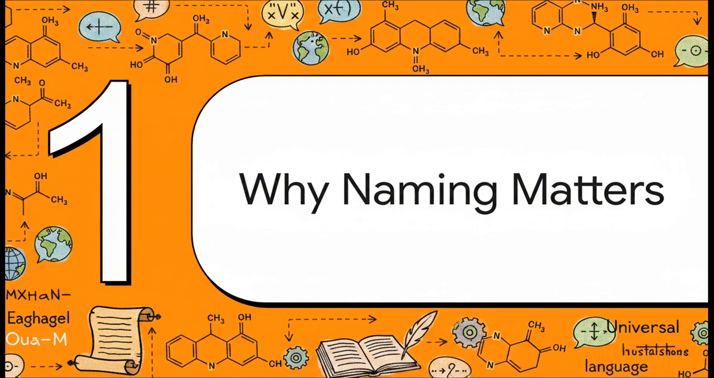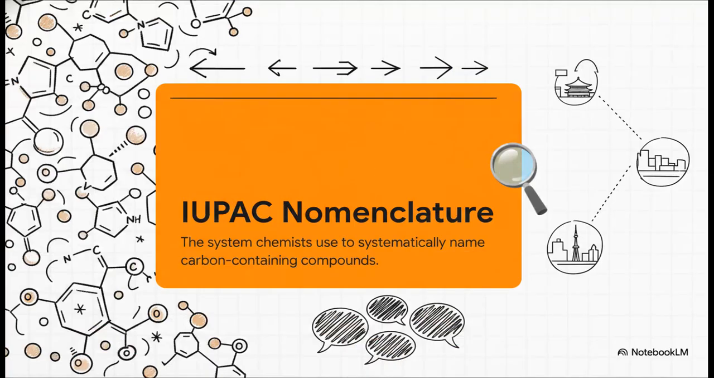Well, it's all about creating a universal language for chemists everywhere. And that language has a name, IUPAC. Think about it. There are millions and millions of organic compounds. We absolutely need one single, clear name for each one. This makes sure a chemist in Tokyo and a chemist in Toronto are talking about the exact same molecule. It's what prevents huge, costly, and sometimes even dangerous mistakes in labs and in medicine.